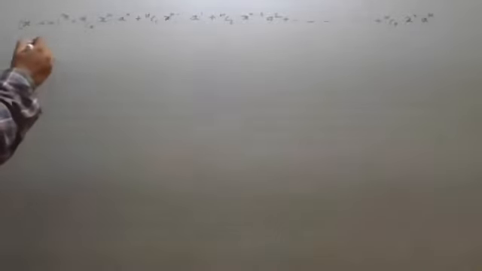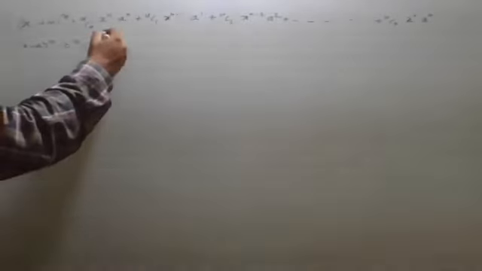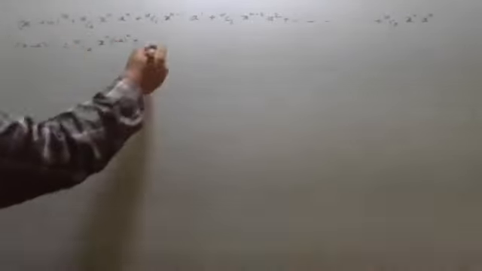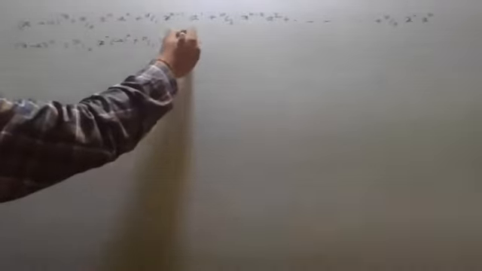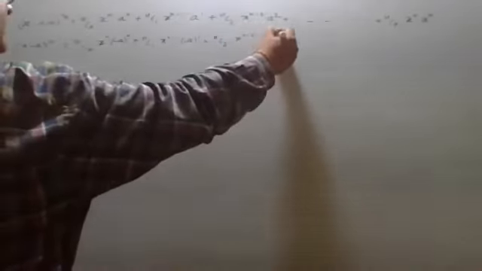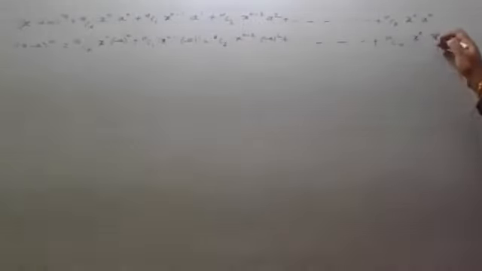Okay. Then if we write the expansion of (x - a) to the power n, what will it be? It will be nC0 x^n (-a)^0. In place of a we write -a on both sides. Plus nC1 x^(n-1) (-a)^1, plus nC2 x^(n-2) (-a)², plus ... nCn x^0 (-a)^n. Okay.